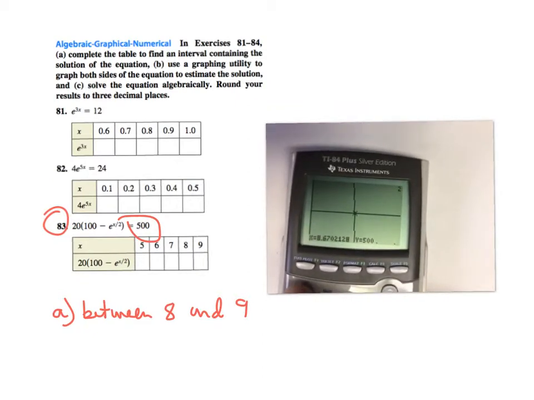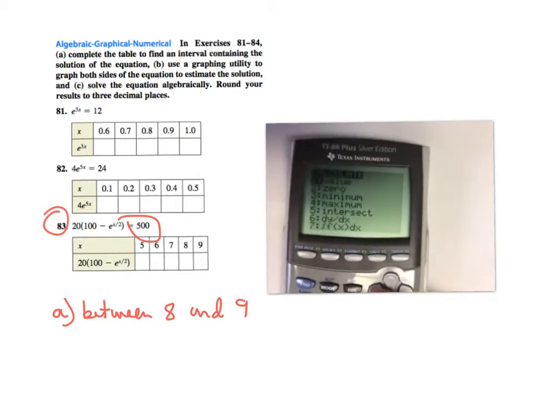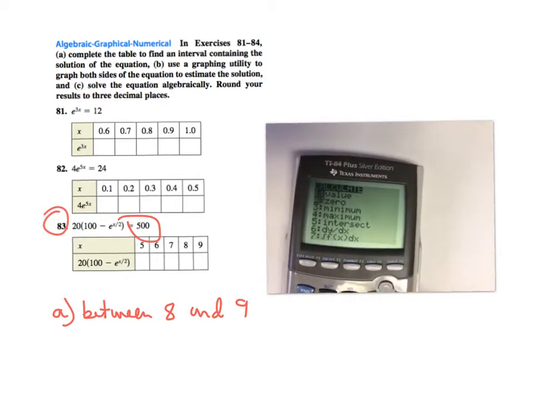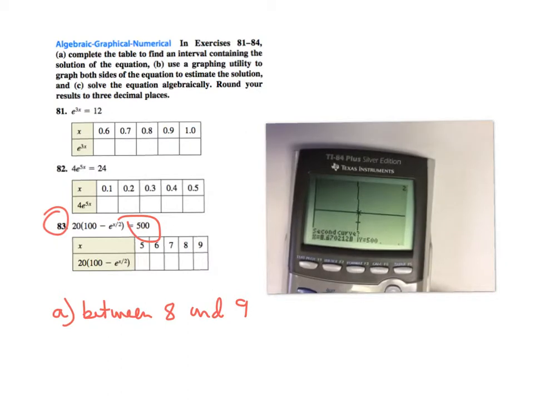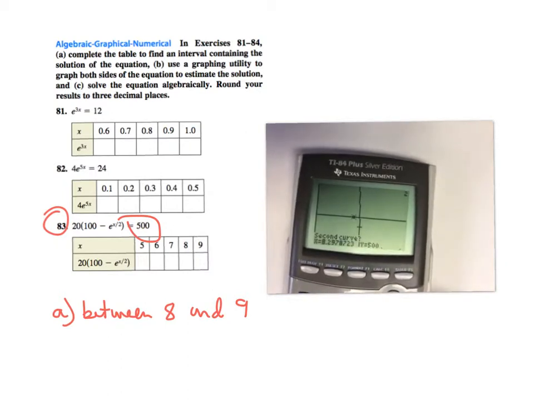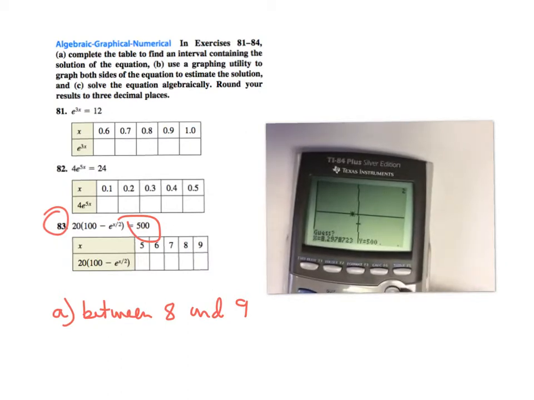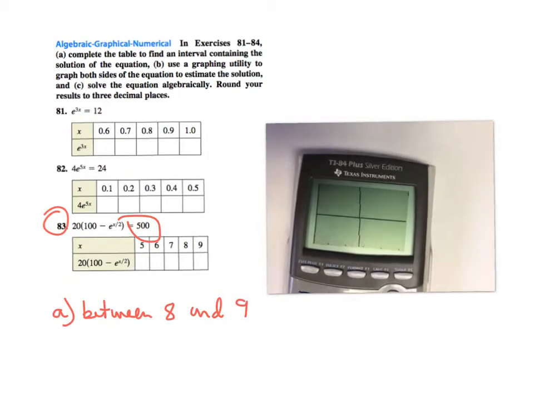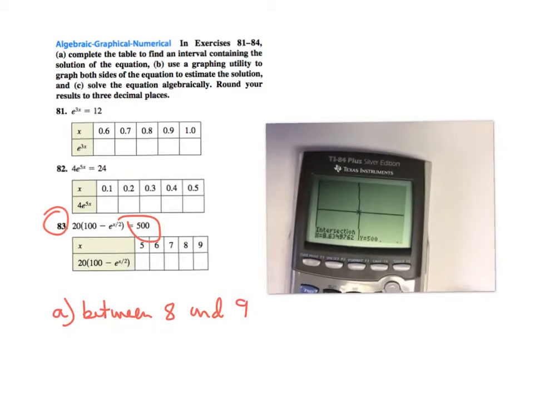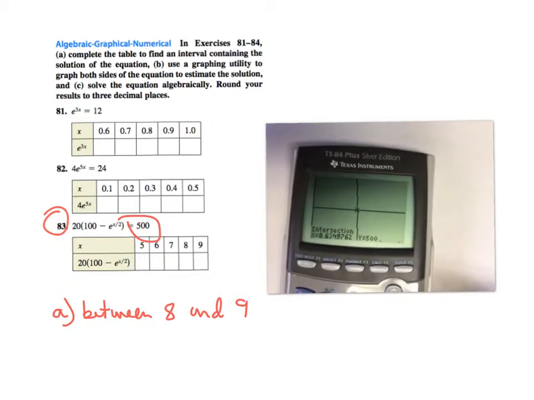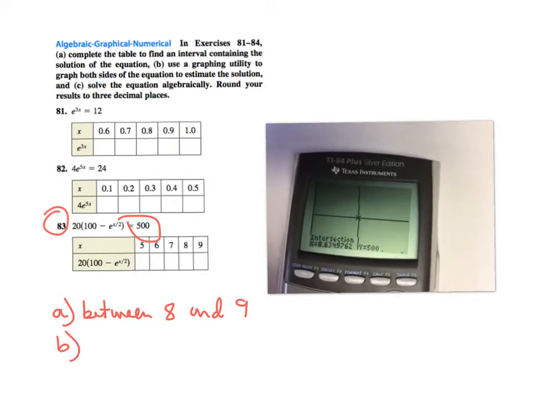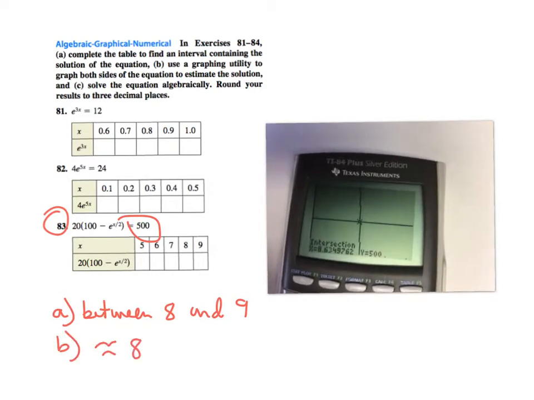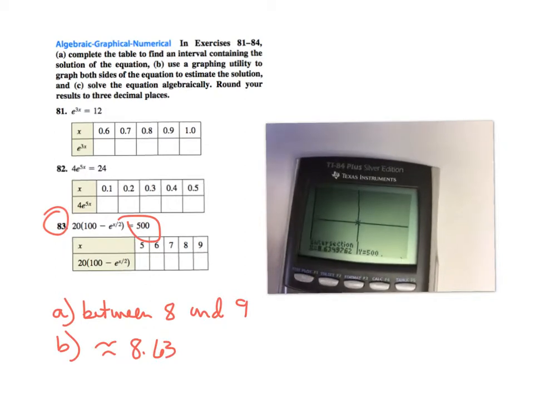I can also, using my calculator, go to calc, which is second trace, and I can calculate the intersection. First curve it's already on there. Second curve, I'm going to go over there, and you can see I'm on the second curve, so we're good. And then I'm going to guess, which I'm going to go to that area and hit enter. And the intersection is saying it is about 8.63. Okay, so for part B, I can say it's approximately 8.63 by the graph.